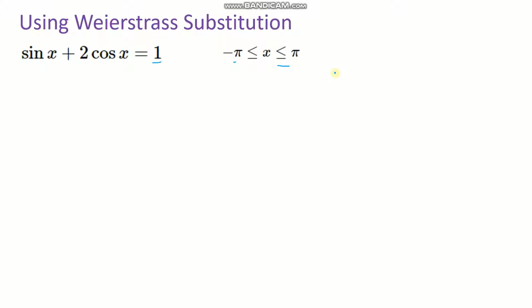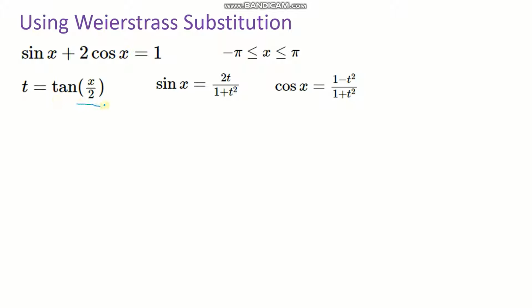Using the Weierstrass substitution, we have t equals tangent x over 2. Then if t equals tangent x over 2, we have sin x equals 2t over 1 plus t squared and cosine x equals 1 minus t squared over 1 plus t squared. The values of sin x and cosine x came from the double angle identity. These substitutions for sin x and cosine x are the general way of doing the Weierstrass substitution.